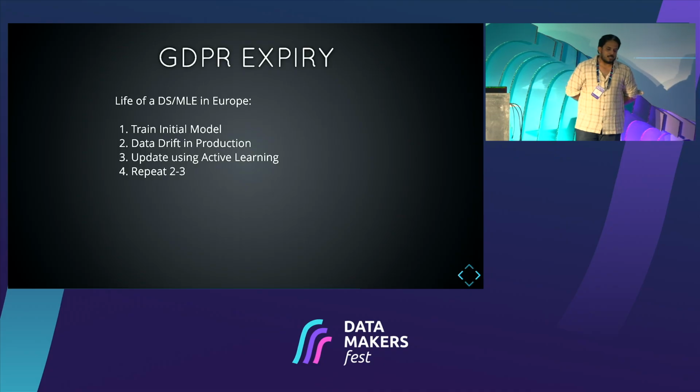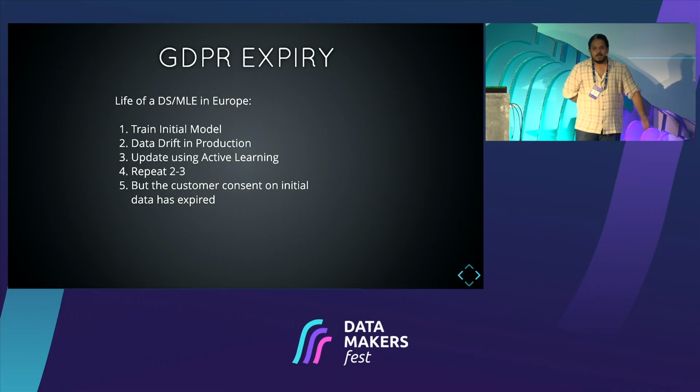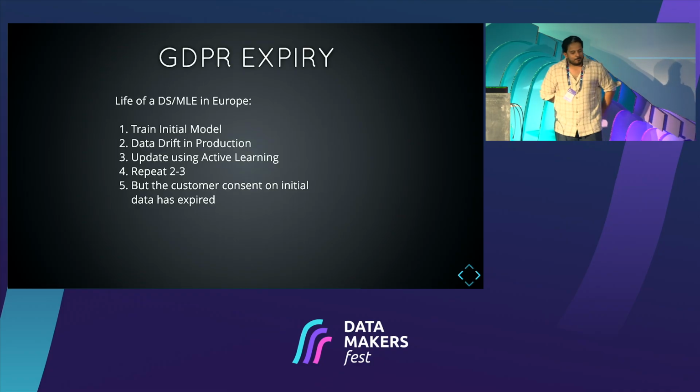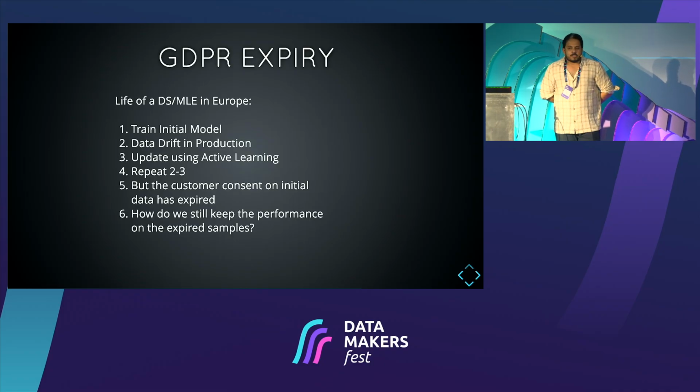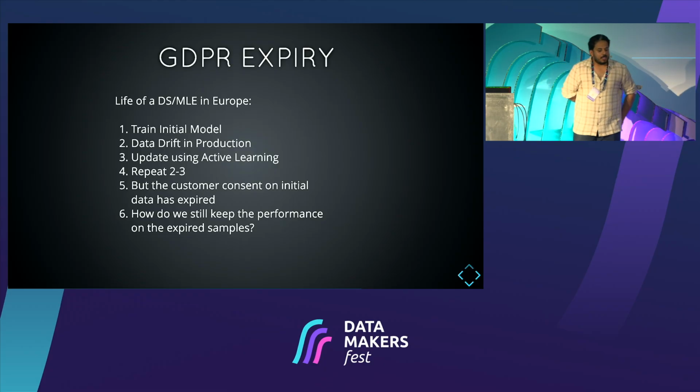But then what happens is, you had asked your customer for an initial consent on the data for maybe 18 months, 2 years, whatever. That has expired. You cannot use that data to train your model again anymore, right? So how do we still keep the performance alive on the expired samples? Because it doesn't mean that data is not going to show up again, right?